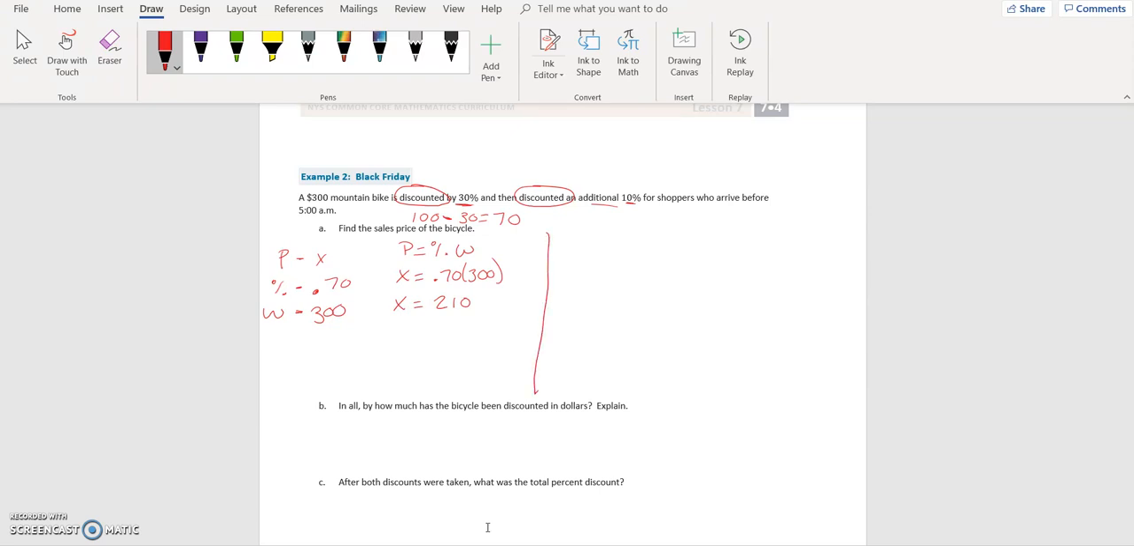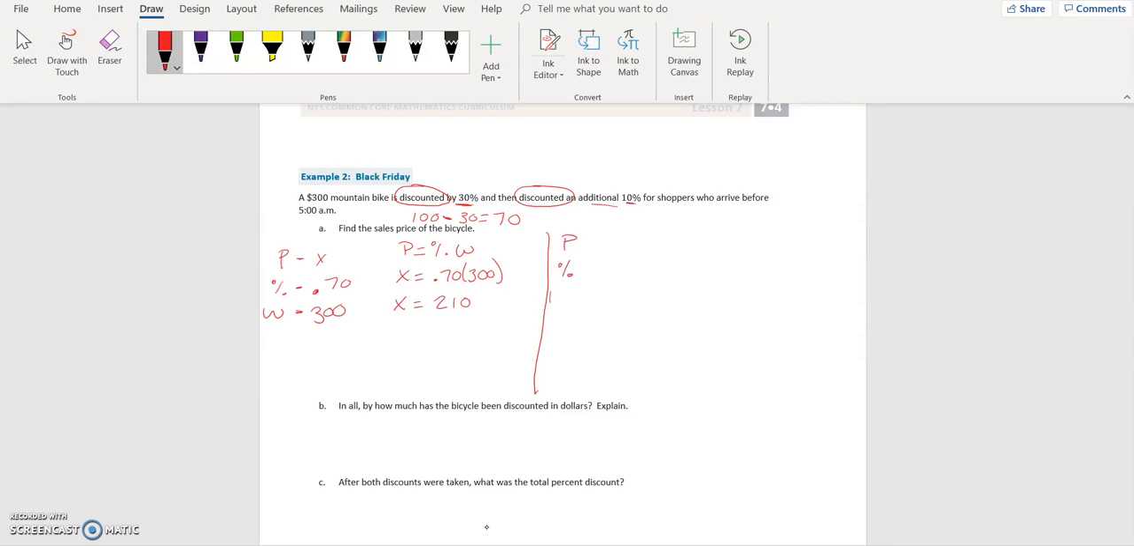However, if I do get there before 5 a.m., then from that $210, I get to take off another 10%. That's why we can't put them together: the first discount brings it down to 210, so our whole isn't 300 anymore. And that's why we get different answers.